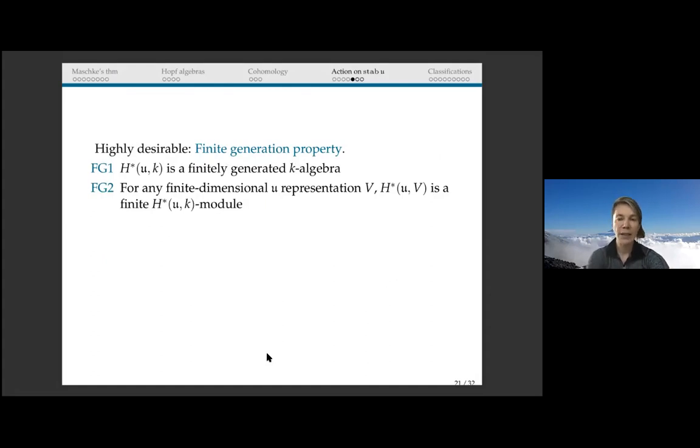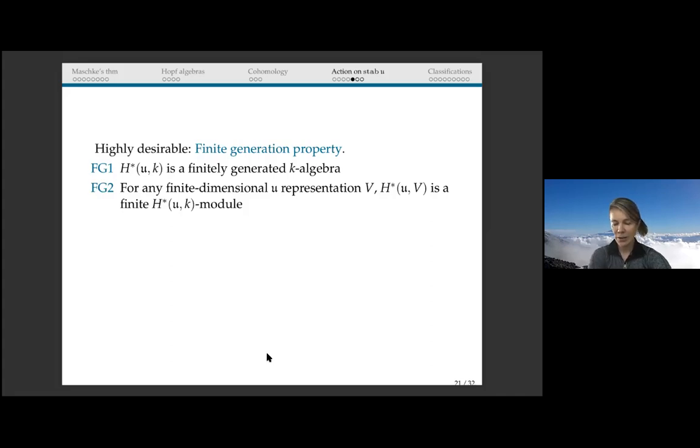And in fact, we need to know a little bit more. Nowadays I think it's called satisfying the finite generation property, even though there are various other names for it in the literature. It's the following condition. First, the cohomology algebra for K is a finitely generated K algebra, but we are interested in the action of this algebra. The other condition we need is that for any finite dimensional representation V of our Hopf algebra, this action by Yoneda product makes the cohomology with coefficients in V a finite module over the cohomology algebra. So two conditions, very closely intertwined.